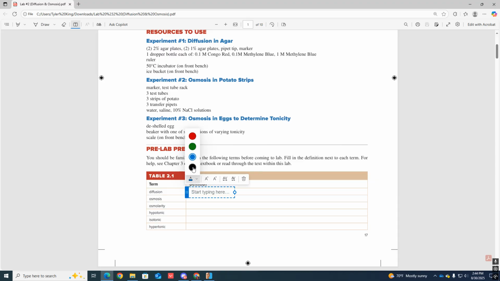Okay, so learning objective number 1. Define all these terms. So this is the pre-lab. This is stuff you guys should have done before you came to class, but of course we'll go over it again together. Okay, so what is diffusion?